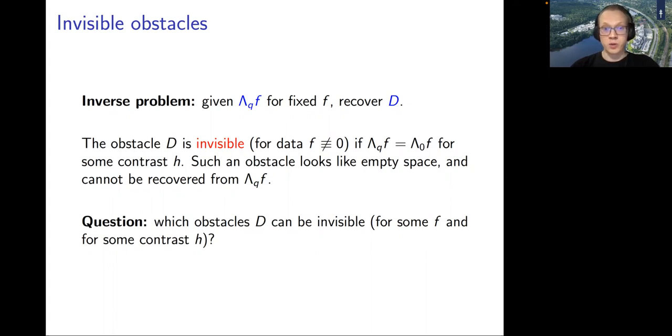So the main question of this talk will be the following. Which obstacles D can be invisible for some choice of Dirichlet data F and for some contrast H in this obstacle D? And this is different from the invisibility cloaking construction. In cloaking, you typically want your coefficient to be invisible for all possible Dirichlet data F. Here I'm just looking at a single measurement, and I'm asking whether the set D can be invisible for some choice of F.